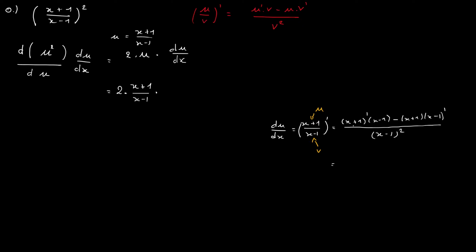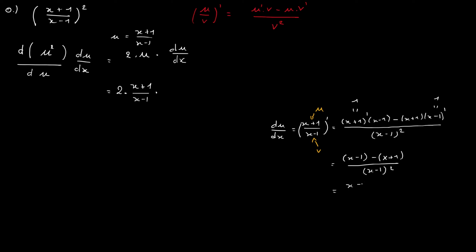Here, the derivative of x plus 1, well, that's just 1, and 1 times x minus 1 just ends up being x minus 1. So this is 1. This is also 1. So minus (x plus 1) over x minus 1 squared.